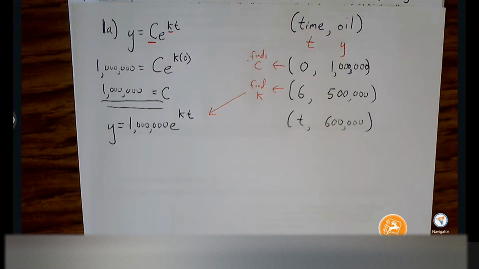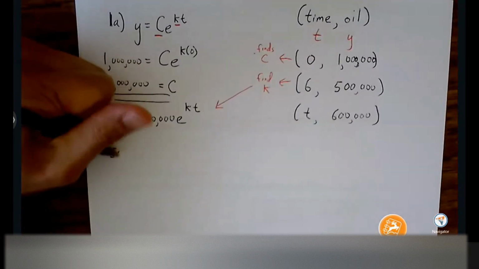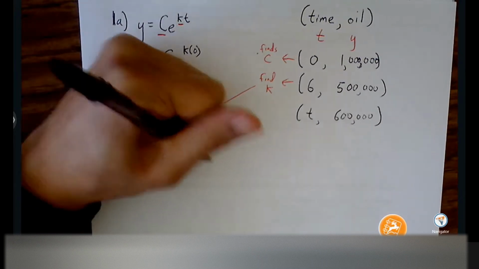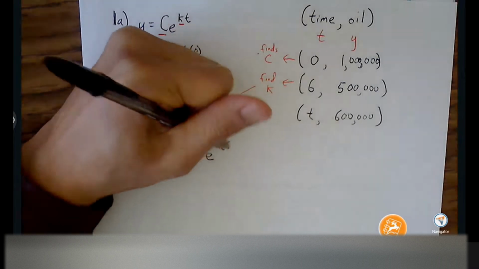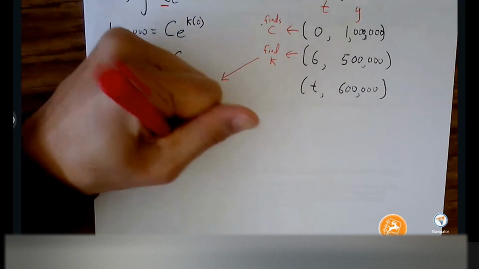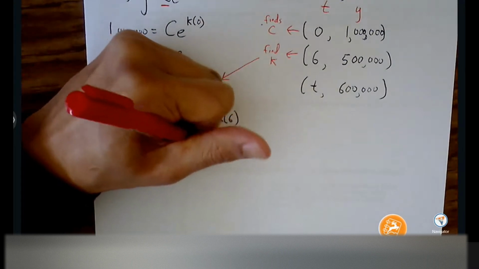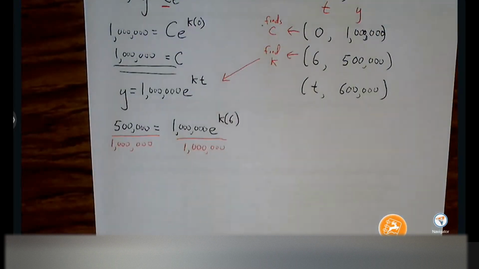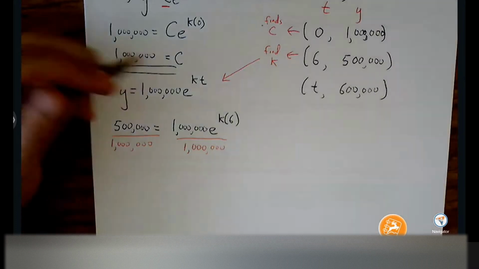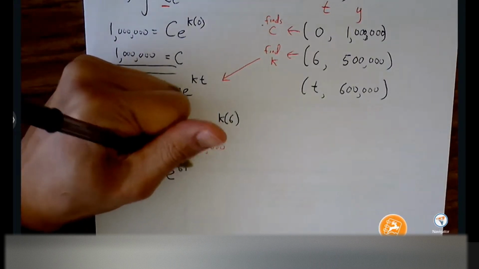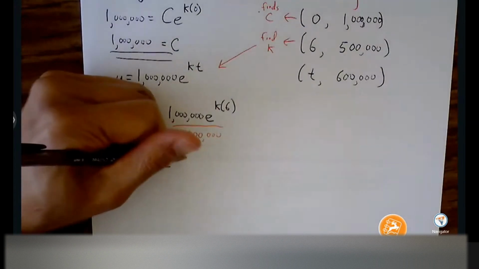Okay, 6 in for t, 500,000 in for y. Divide both sides by 1,000,000. Eventually, we have to solve for k, but we'll take care of the coefficient out in front. All right, conveniently, all that's just going to reduce to 1/2, which I'm going to write as 0.5 to make it easier to put in the calculator later. So it works itself down to easier numbers to work with here.